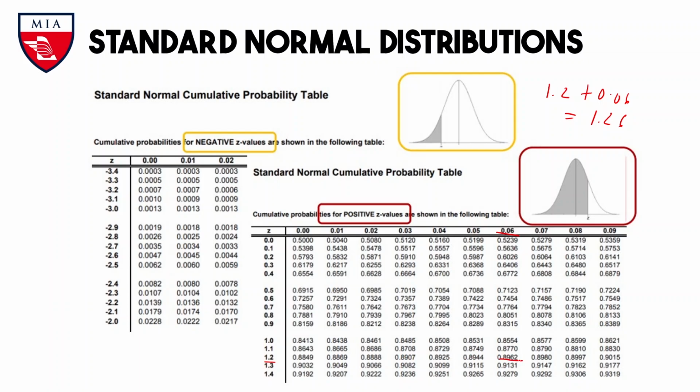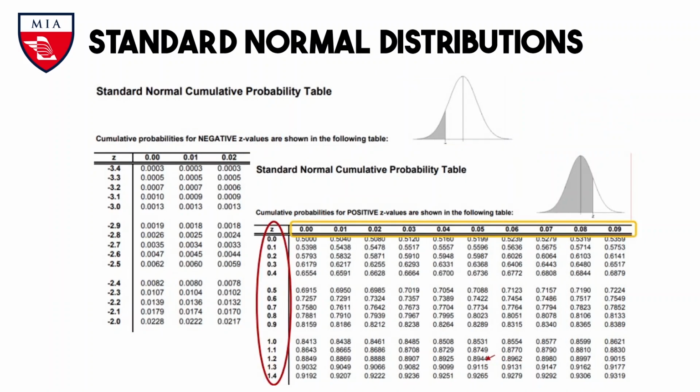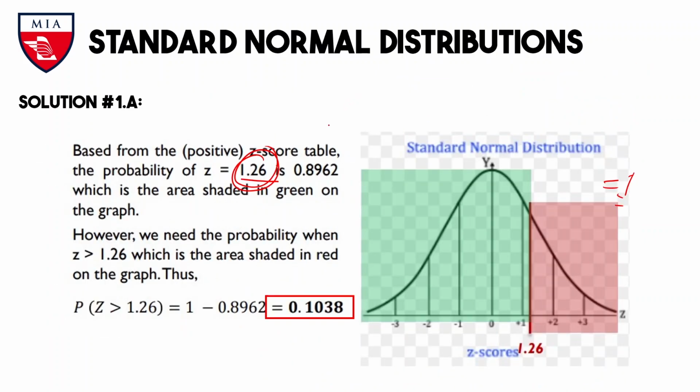So, the value of positive 1.26 is 0.8962. Okay? So, based on the problem, it is correct that the value of 1.26 in terms of positive is equal to 0.8962. But they said in the problem, the probability of Z is greater than 1.26.